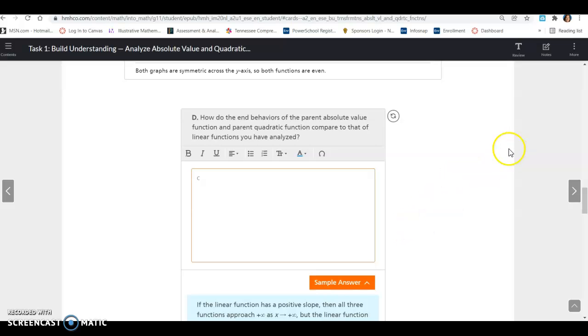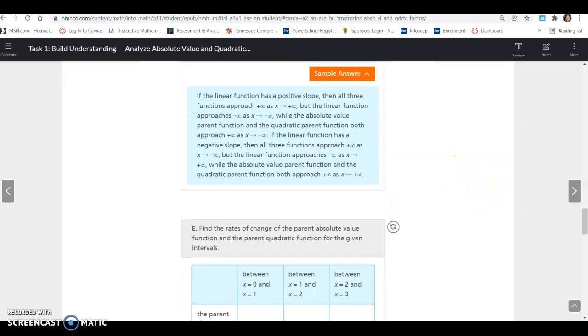Where a linear equation, a line, if it's got a positive slope, then the left side's going down and the right side's going up. If it's got a negative slope, then the left side is high up and the right side is down. Okay? And if you want to read the math explanation, there it is.